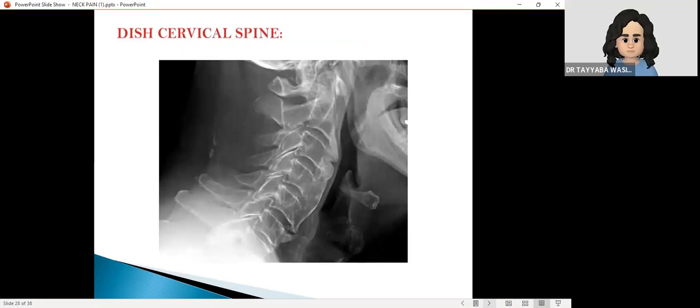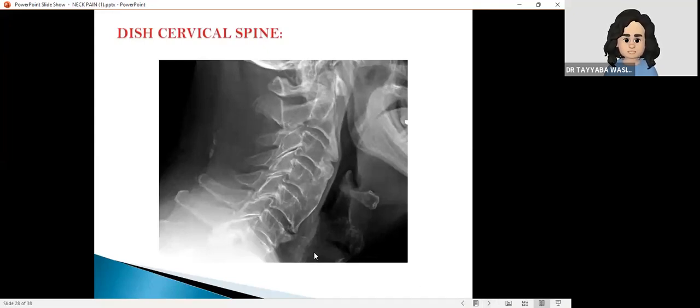This is another cervical X-ray. These are the examples I'm just sharing with you. This is another cervical X-ray. This is basically showing the DISH spine. The elaboration of this is diffuse idiopathic skeletal hyperostosis, in which the anterior aspects of the vertebral bodies fuse with one another. There is hyperostosis basically, and its diagnostic criterion is that 4 contiguous vertebrae should have this hyperostosis in order to label the spine as a DISH spine.